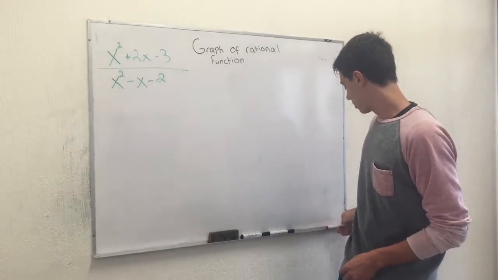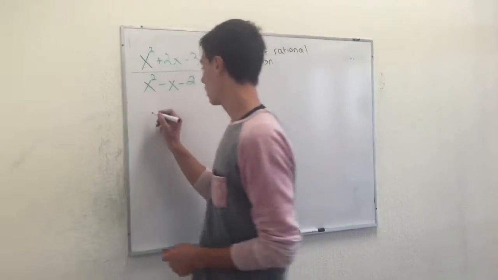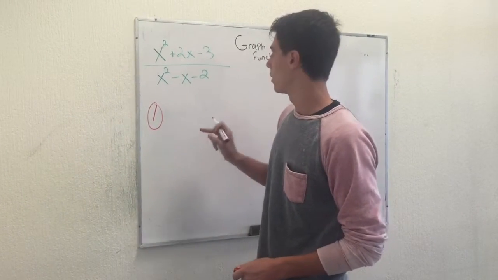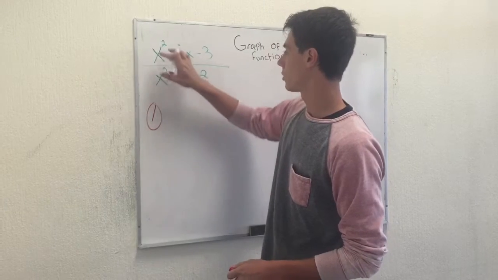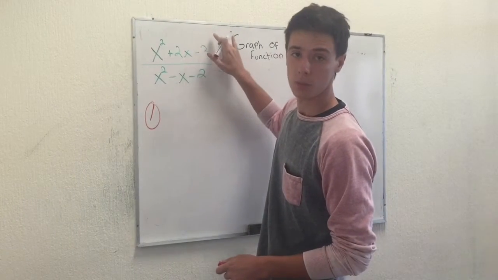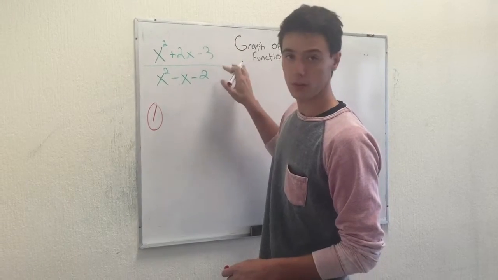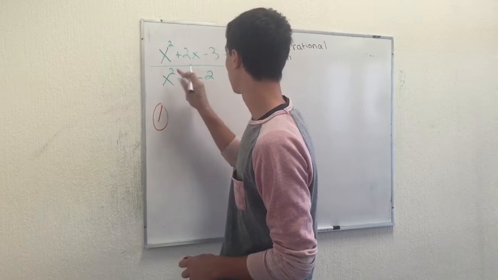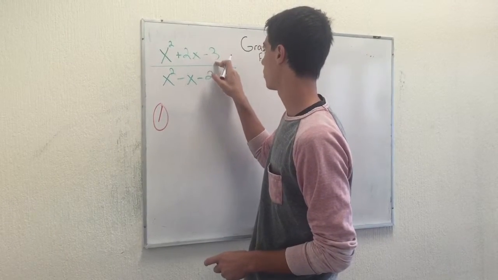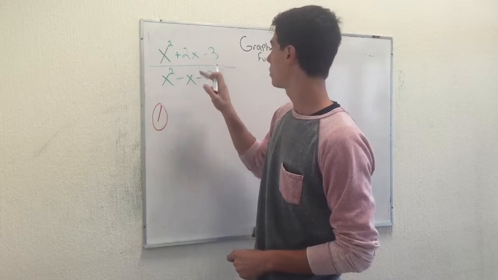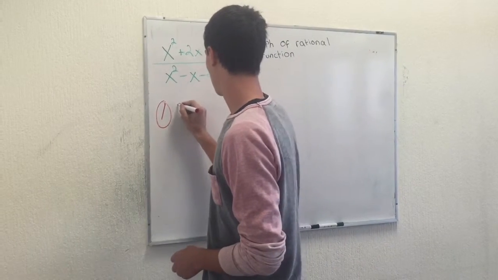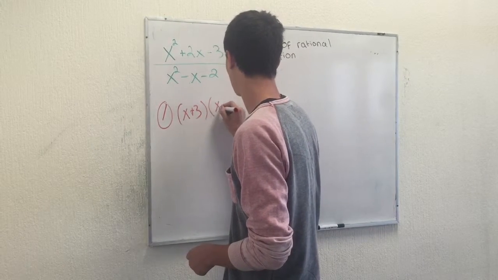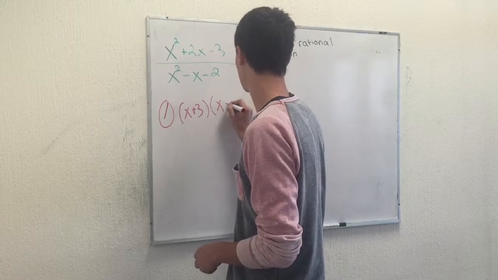So to get the first step done, you need to get the x and y intercepts. To get the x-intercept, you must factorize the upper part of the function. So if we factorize, it's gonna be two numbers that multiplied give us -3, and the sum will give us +2. It's gonna be x plus 3 times x minus 1.